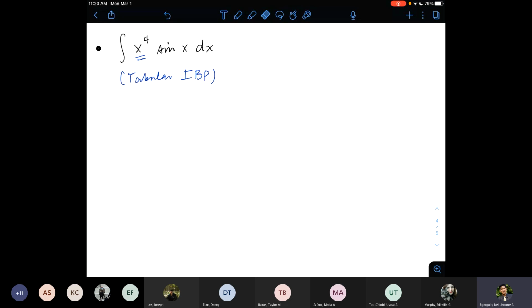But have you guys seen the tabular IBP in the lecture? Because from experience, I don't think they present that form of a solution in the lecture, or some lecturers don't show that solution. How about you guys? Have you seen it? Okay, so yeah, I'll show it to you.